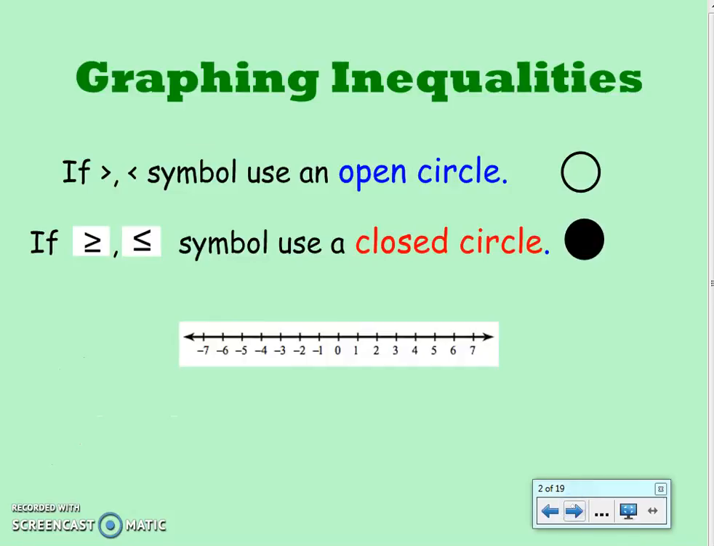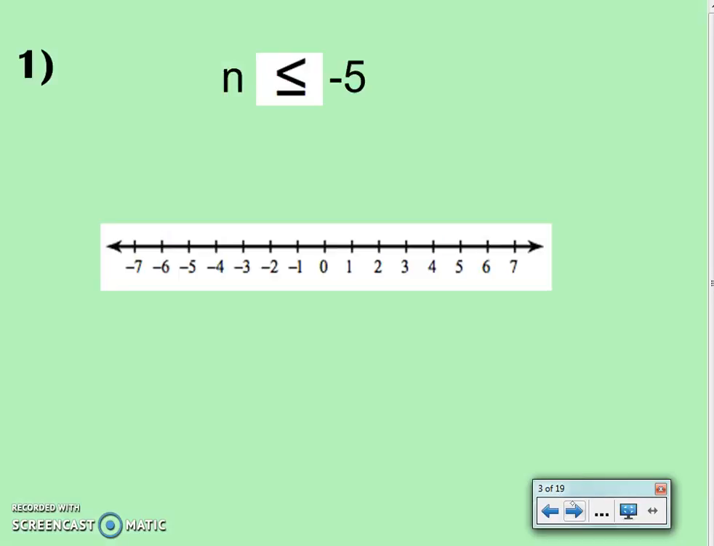Okay, graphing inequalities. If you have a greater than or less than symbol, you're going to use an open circle. And if you have a greater than or equal to or a less than or equal to symbol, you're going to use a closed circle. So here's the first one.